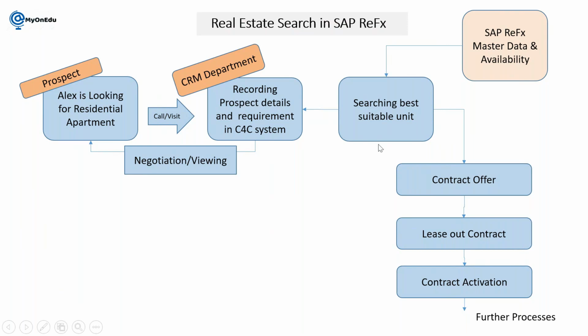Once found, it gives a list of suitable units, and then this prospect visits the units and confirms one unit, and here we create a contract offer, with all the conditions: this is the rent, on top of that this is the maintenance amount you need to pay, this is the advance you need to pay. Then we convert it into a lease-out contract, and it goes for contract activation. Contract activation is the date from which your contract will start, and then the further process will be executed.